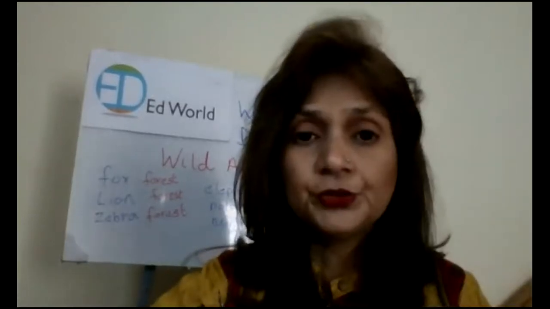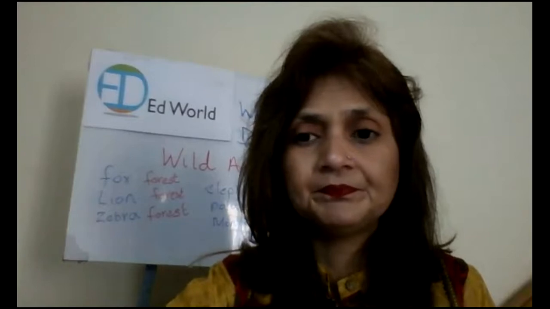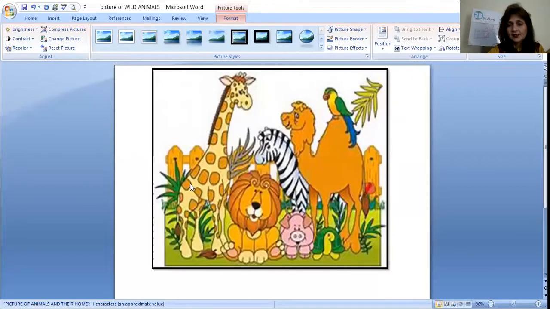Now, I'll show you a picture of different animals. You can see that these are also wild animals. You can see a zebra, a giraffe, a lion, a pig, a turtle. These are all wild animals. A camel, a parrot, and a zebra. Now, where do they live?